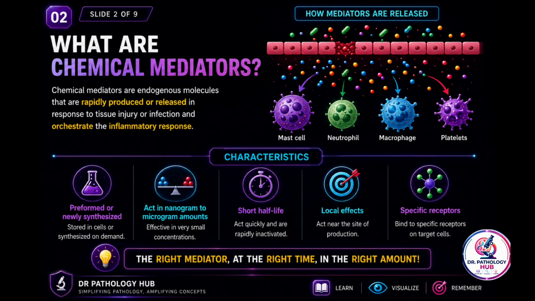Chemical mediators are endogenous molecules that are released rapidly following a tissue injury or any infection. Their primary function is to coordinate the inflammatory response. Some of them are preformed and stored, while others are synthesized only after stimulation. They act in extremely small concentrations, have a short half-life, produce local effects, and exert their actions by binding to specific receptors on target cells. This ensures that inflammation remains controlled and targeted.